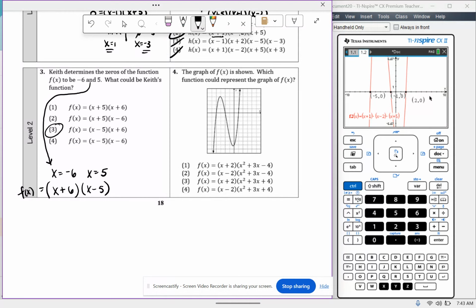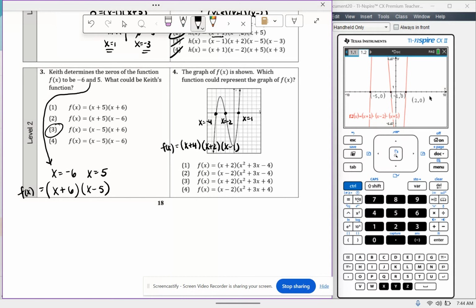Question 4. The graph of f of x is shown. Which function could represent the graph of f of x? Let's find the roots. X equals 1. X equals -2. X equals -4. Let's change those signs and put them into factored form. And then it wants to be called f of x. So there we go.